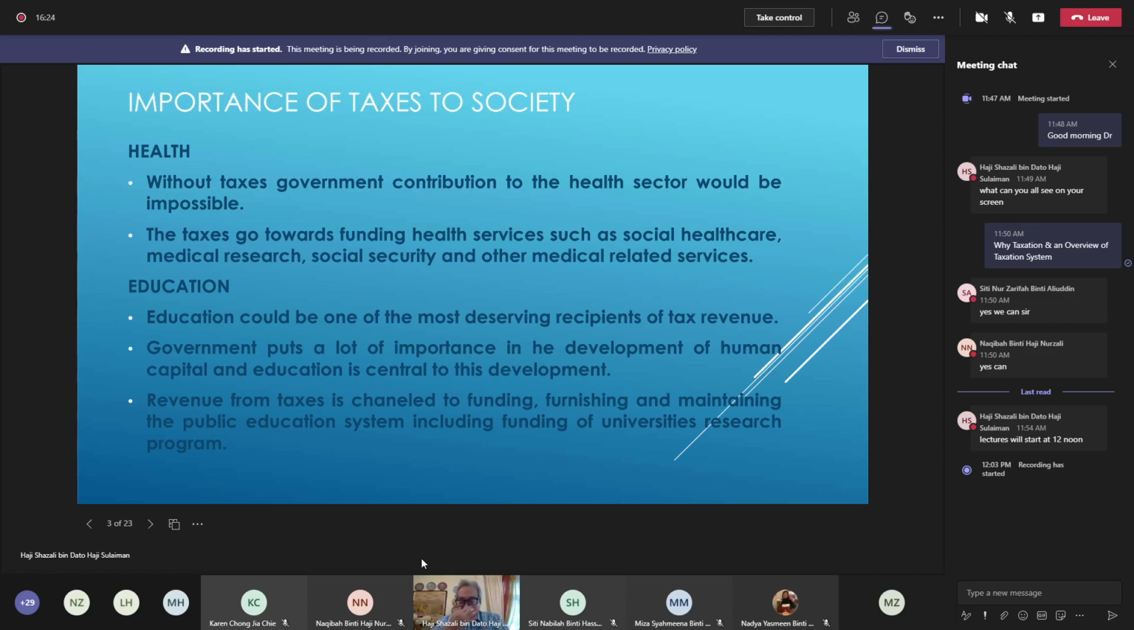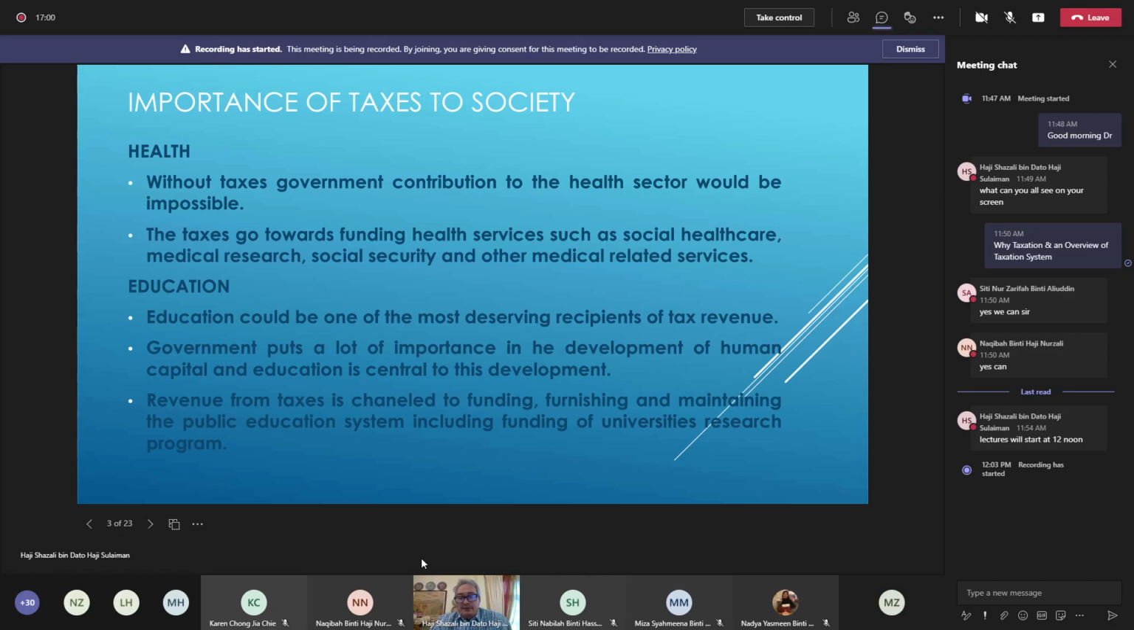Health. The health system is very important in any country because without taxes, government cannot make a contribution to the health sector, and the contribution to the health sector providing free health, like in the UK, the National Health Service, which is a free service for citizens, they will not be able to support that system. The taxes go towards funding health services such as social healthcare, medical research, social security, and other medical related services.